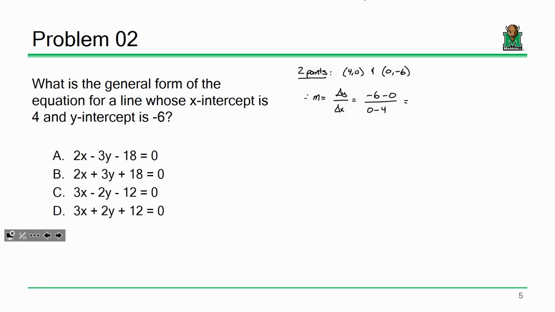Sound good? So on the top, we get negative 6. On the bottom, negative 4. That's positive, right? Now, b is our y-intercept, which is what?